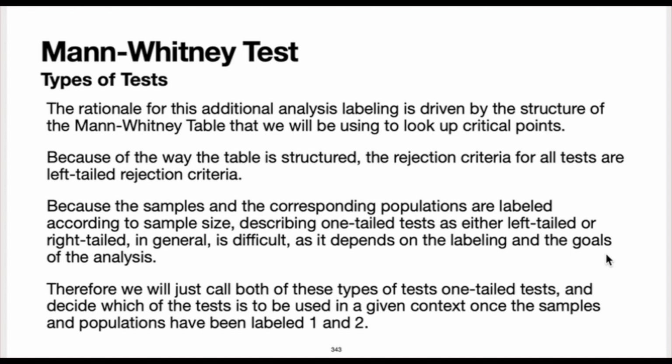Now, in really every hypothesis testing situation we've looked at up to this point, we have classified our hypothesis test as one-tailed tests or two-tailed tests. And if they were one-tailed tests, then we classified them as either right-tailed or left-tailed.